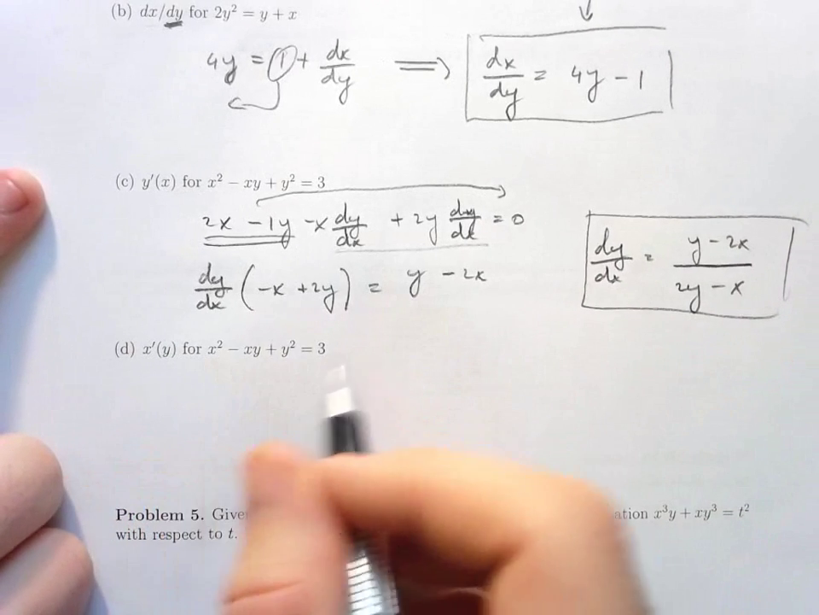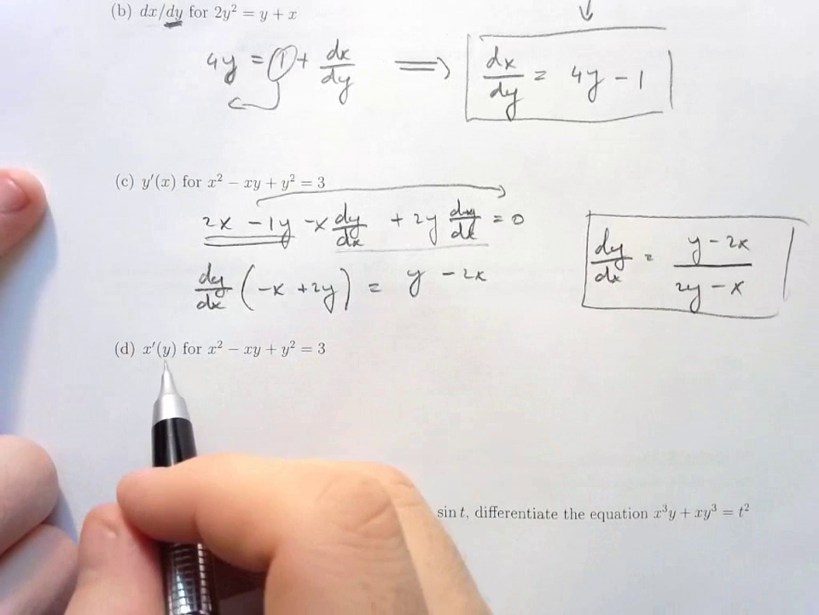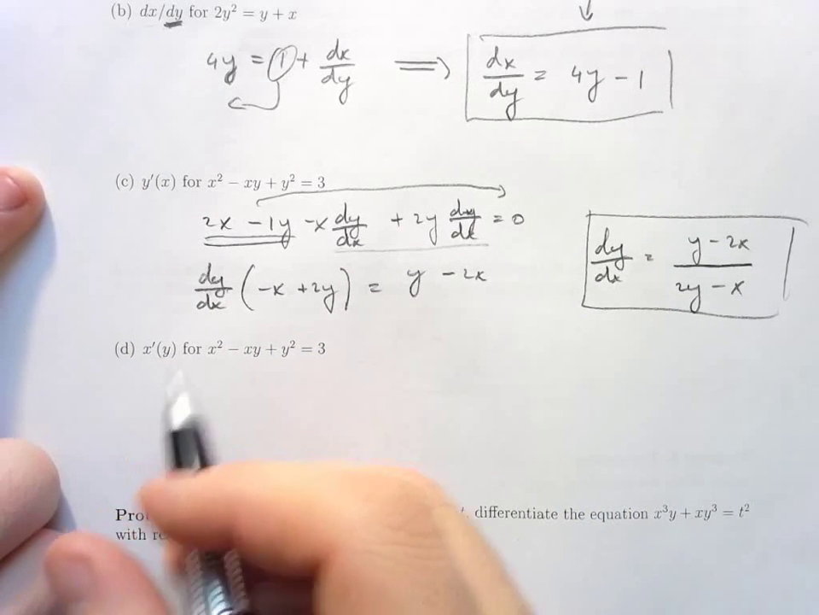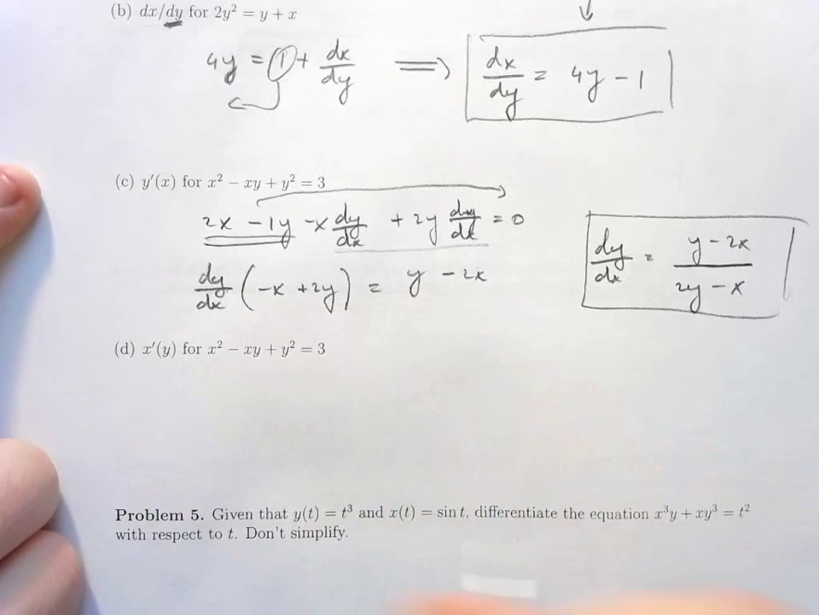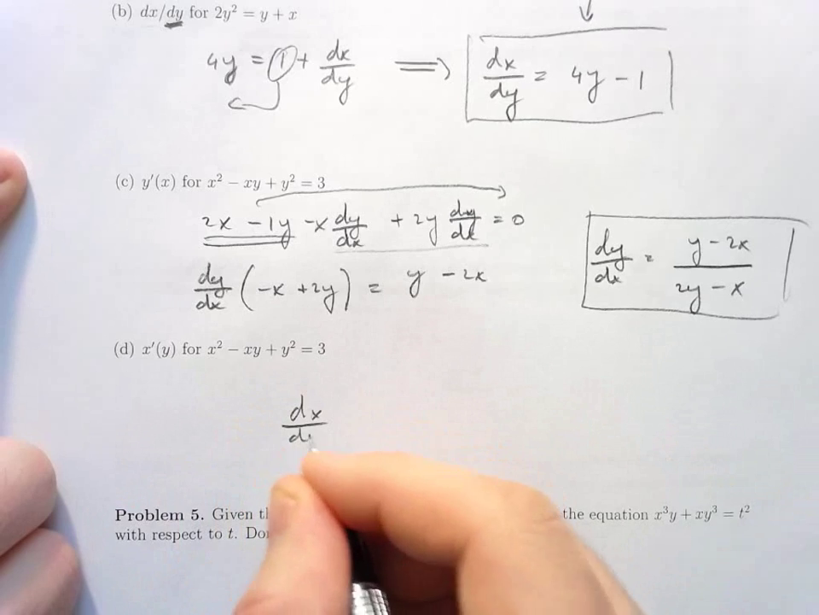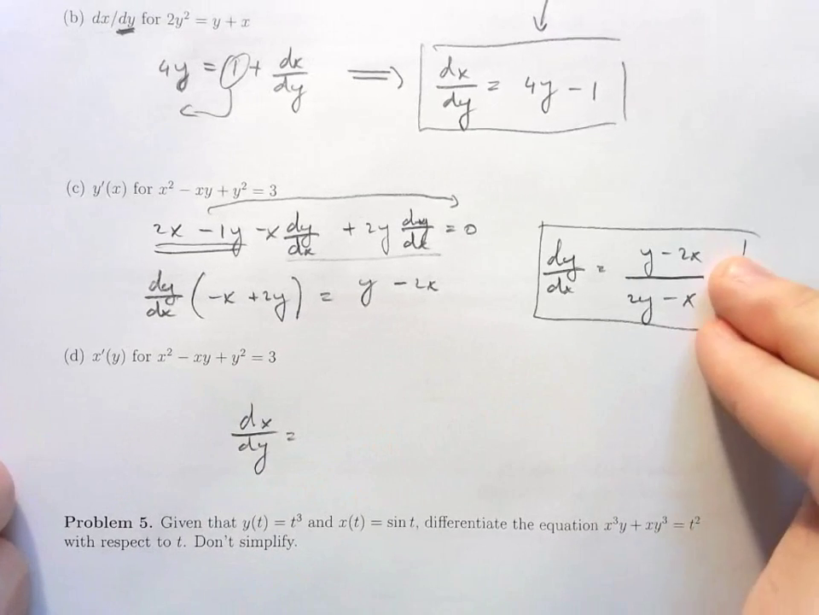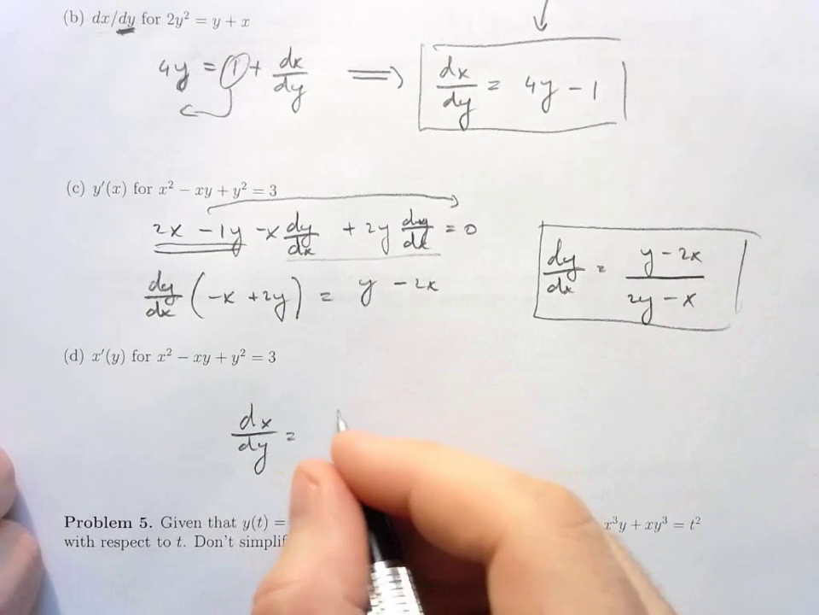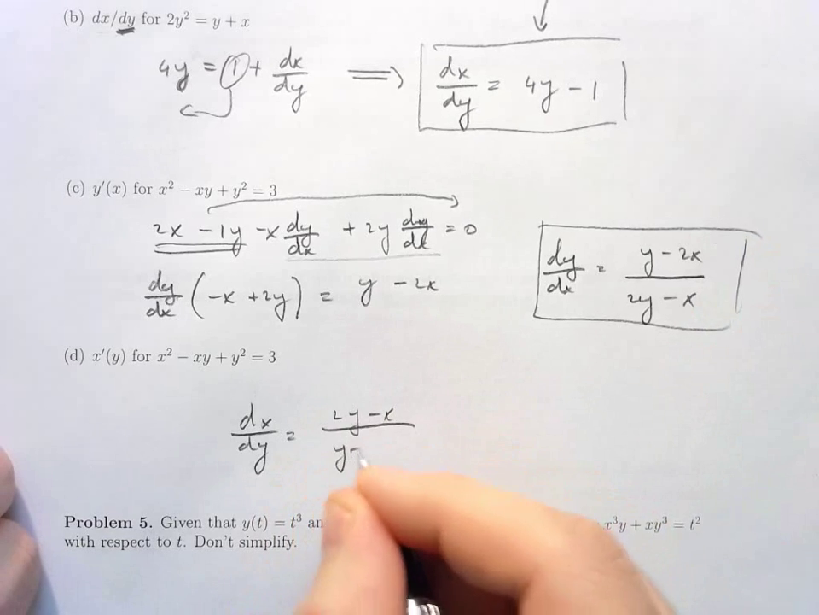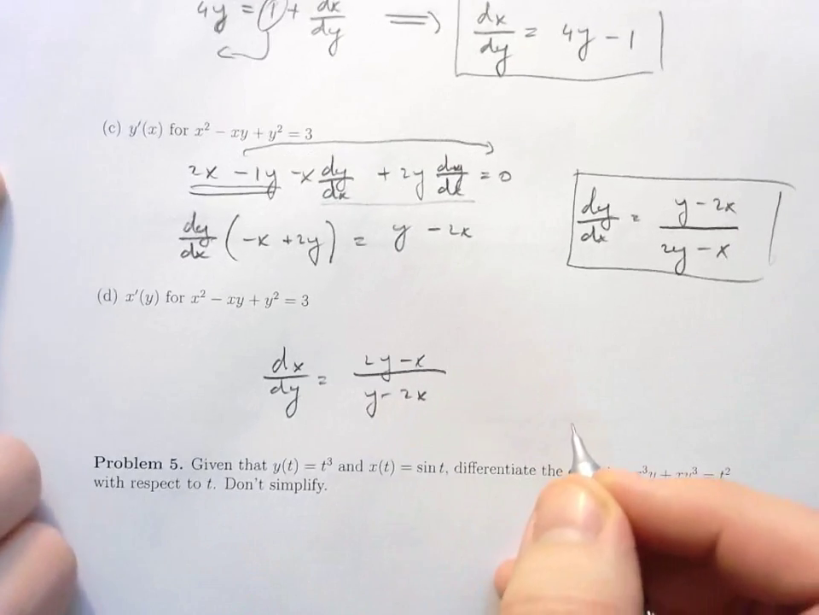Now, for the same equation, since we have to find x prime of y, I can use the shortcut that I was talking about earlier, or I can do it the long way. But either way, I should get the answer dx dy equals the reciprocal of this. So I should have 2y minus x over y minus 2x.